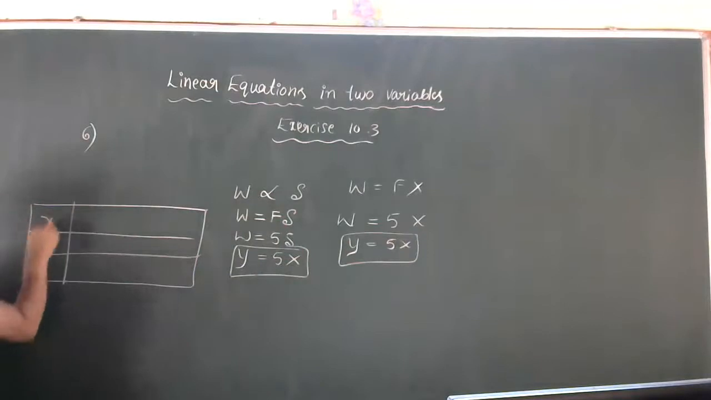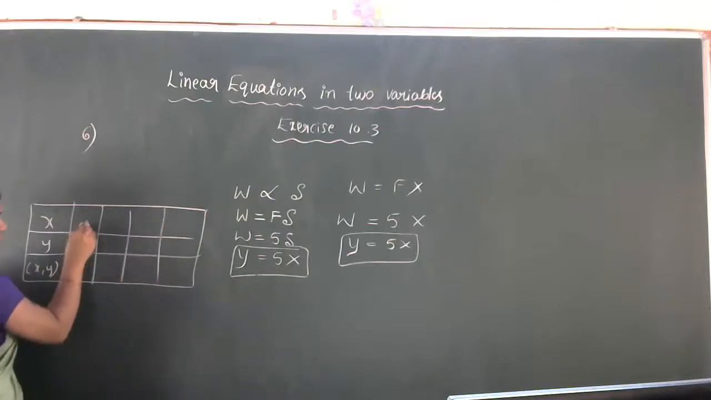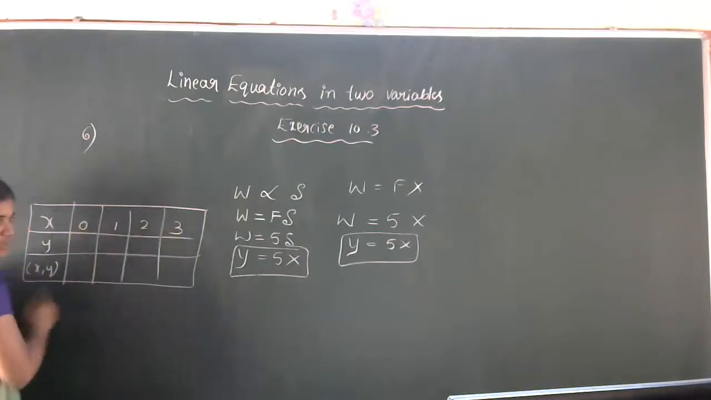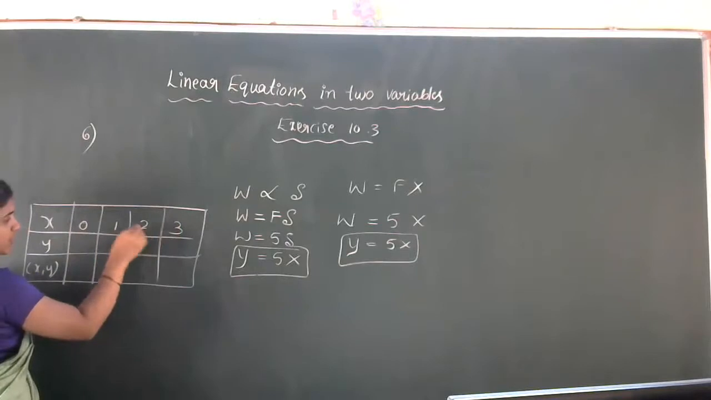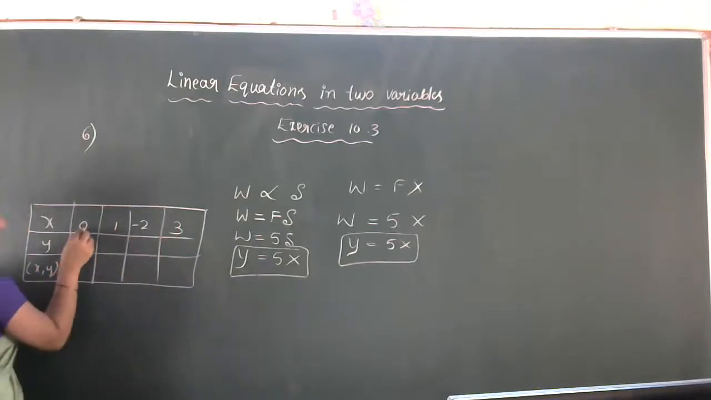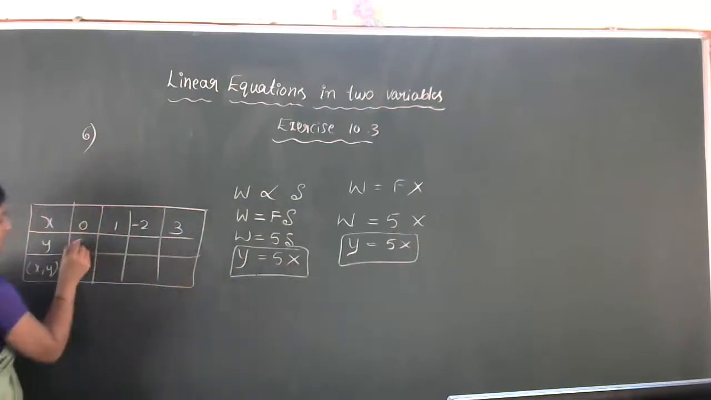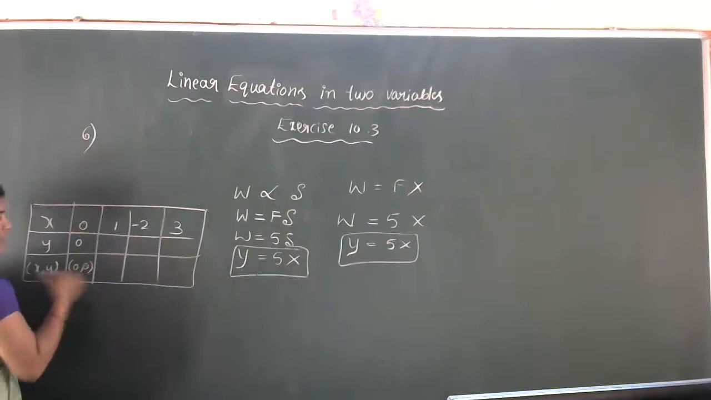See here x, y, then x comma y. You can find out many solutions here. X is your choice. So I am going to take 1, 2, 3, or you can take -2 also. So that is your wish. So next, x is equal to 0. X is 0 in the sense 5 into 0 is 0. So 0 comma 0 is the first solution.